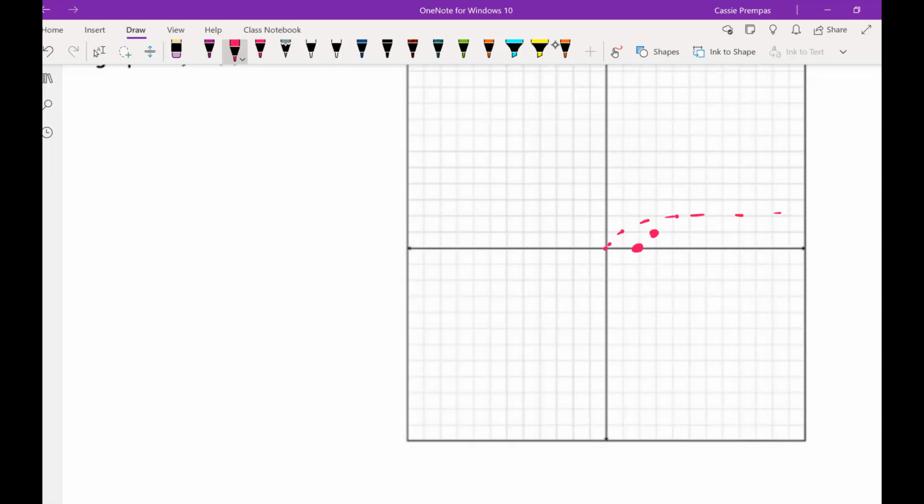Just for helping us graph, let's label these points. This point moved to (2, 0). This point moved to (3, 1). And this point moved to (4, 2).